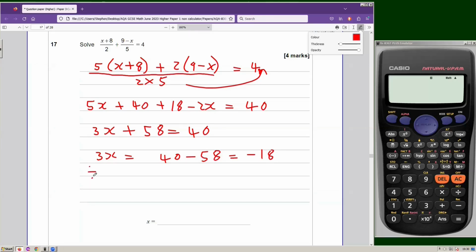Divide by 3. X is going to be 3 divided into 18, which is 6, so it's minus 6. We check it. Minus 6 plus 8 is 2. 2 over 2 is 1. 9 minus a minus 6 is going to be 15. Over 5 is 3. 3 plus 1 is 4. That works.